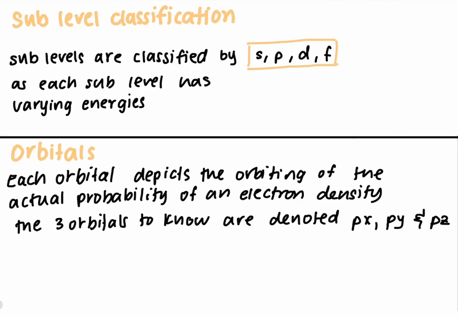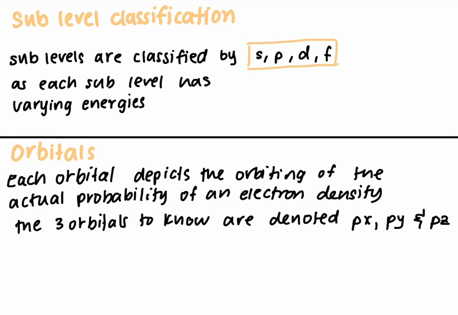For the sublevels, these are the 4 notations we need to know: S, P, D, F. We'll mostly be working with S, P, and D. These are basically because each sublevel has varying energies, and these notations depict that. You then have your orbitals. Each orbital depicts an actual probability of an electron density.